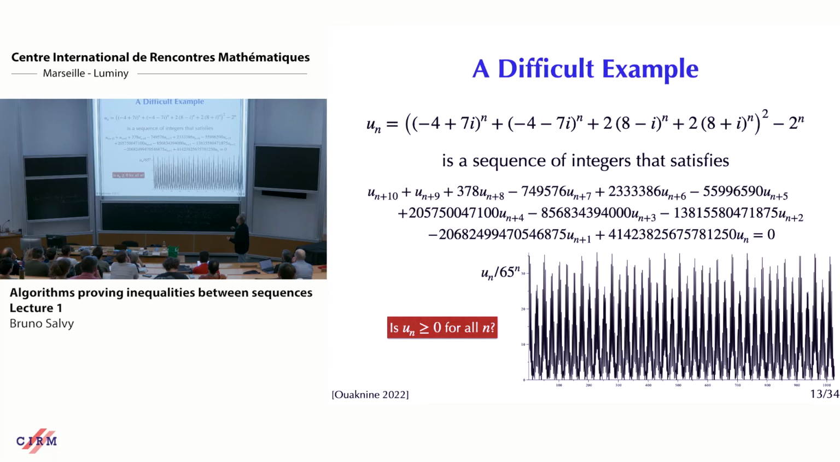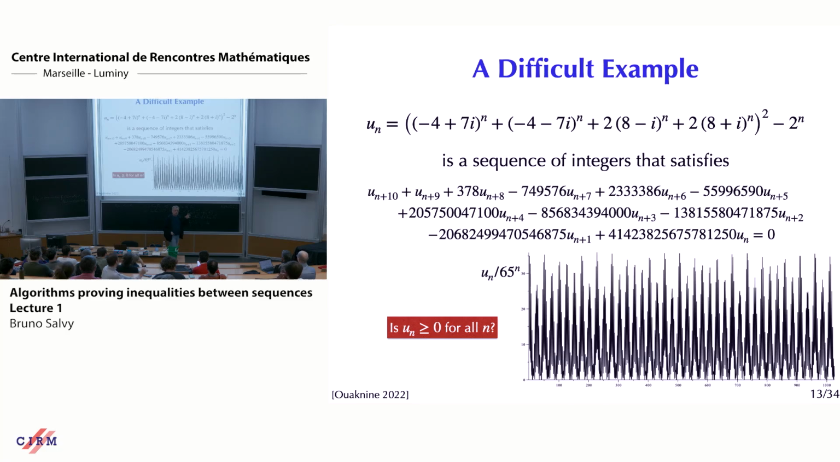It's not difficult to compute a linear recurrence that it satisfies. It's constant coefficients, order 10. And then if you plot un over 65 to the n, you see that it looks positive, right? Up to n is 1,000 or so, but then they compute it much more, of course. The first million elements are positive. And the question is not, is it positive? Everybody is convinced that it is positive. But come up with a proof. Nobody has a proof of this positivity.